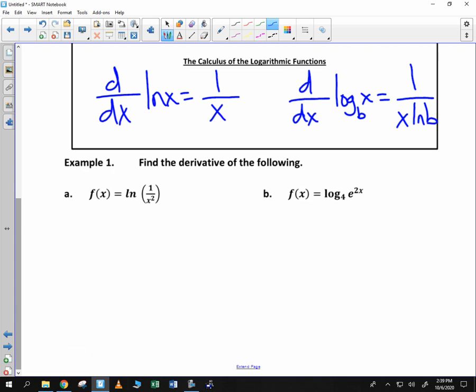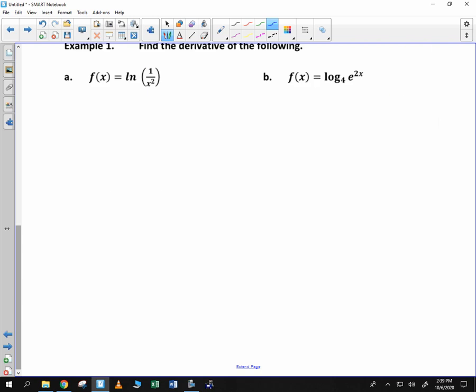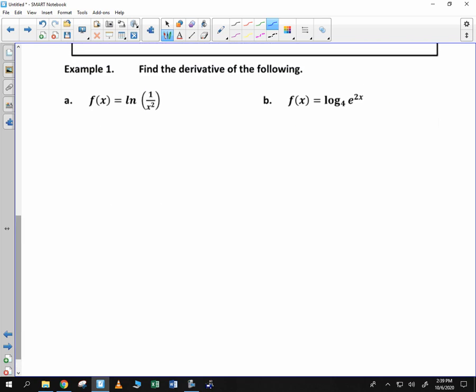So we're going to find the derivative of these two functions. I'm going to actually do it two different ways. The first way is to write it using the chain rule. Notice I have the natural log of u, and then I have 1 over x squared, or x to the negative 2. The derivative of x to the negative 2 is negative 2 x to the negative third, or negative 2 over x cubed. The derivative of natural log of u is 1 over u.